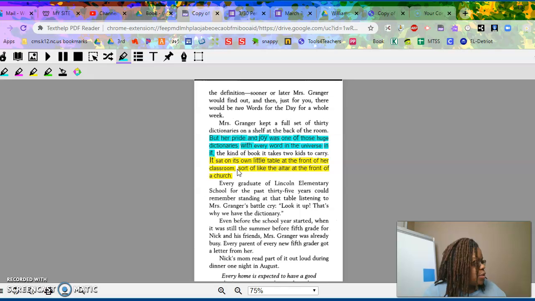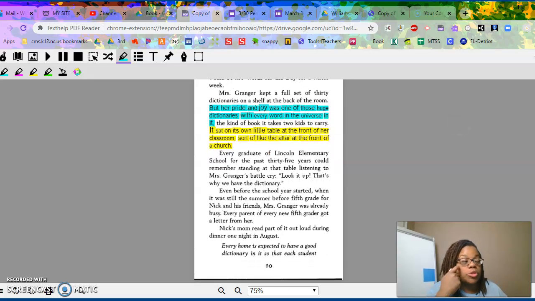All right, next answer we need to go over. According to pages 10 and 11, why does Mrs. Granger require each student to have an acceptable dictionary? So right here, it says, according to pages 10 and 11. Well, I just read that paragraph at the top, so I don't need to read that again because I know that that is not going to tell me why the kids have to have an acceptable dictionary.